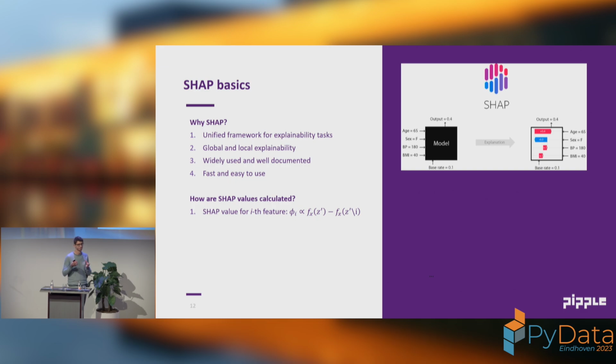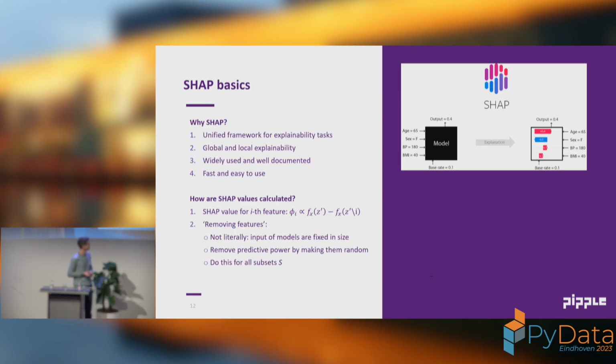So then you get to know already how important this one feature is for my model. In practice, if you look at any common classifier like XGBoost, your features are fixed, so you can't really remove a feature. But there's a smart way to tackle this. We don't really take them out, but instead we make them random, so they don't have any predictive power anymore. And if you want to do this properly, you have to do it for every feature subset.